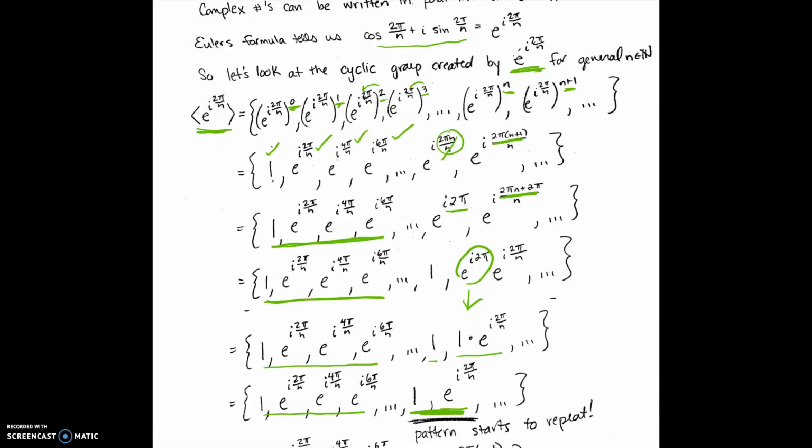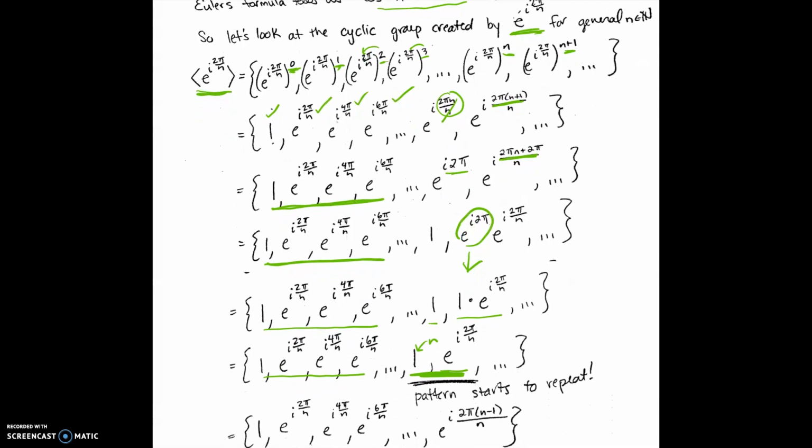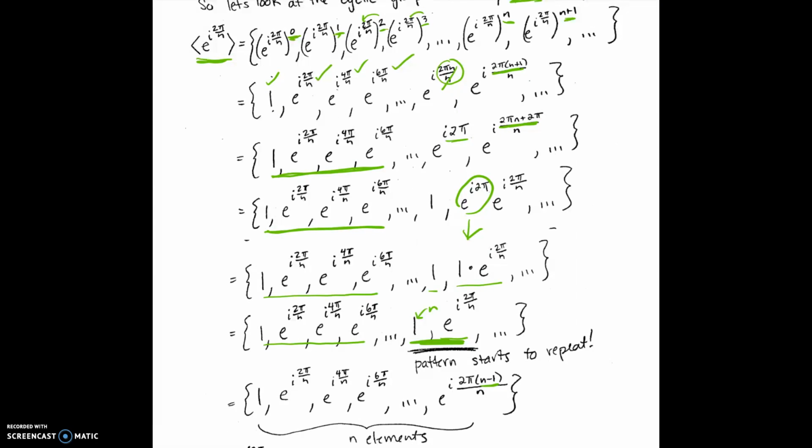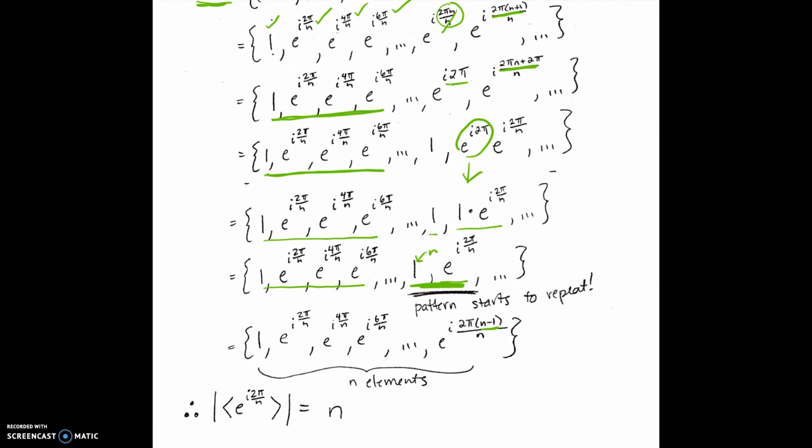So, since that's where they start to repeat themselves, this was when we raised it to the n power, well, that means that the pattern has different elements all the way up till n minus 1, because it starts to repeat at n. So this is what the cyclic group creates. So how many elements does that have? Well, it goes from 0 to n minus 1, so it has n elements, which means that the order of e to the i 2 pi over n is n. And that's it. Hope that made sense.